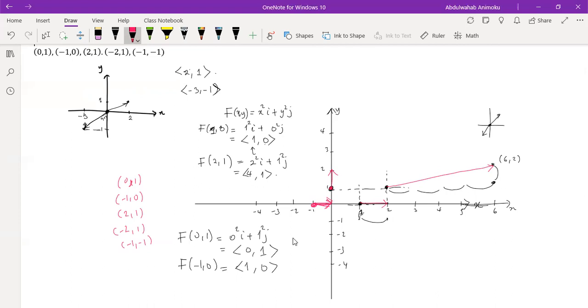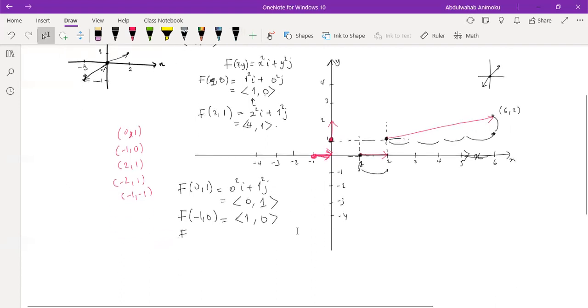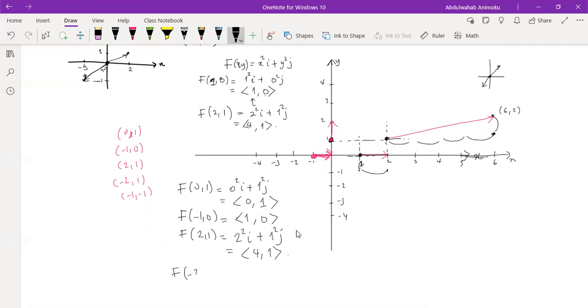Okay. Now, what about the next one? The next one is F of 2, 1. If you do this, don't forget this is 2 square I plus 1 square J. So that will give us 4, 1. So at 2, 1, where is 2, 1? I think we did that already. We already plotted this, so this is fine. So what about minus 2, 1? Again, we have 4, 1.